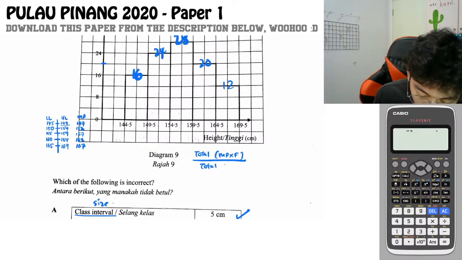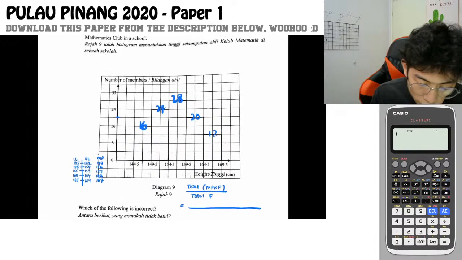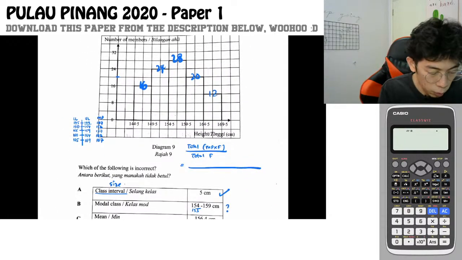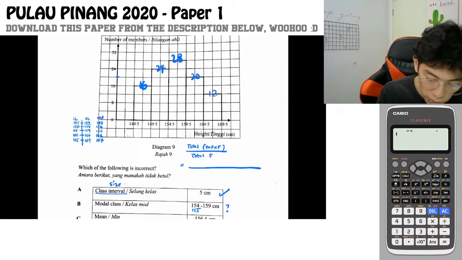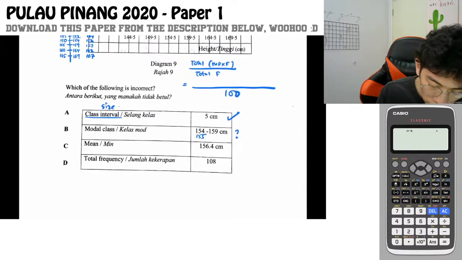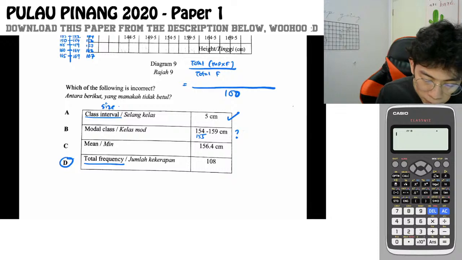So total: midpoint times frequency over total frequency. Total frequency, how much is your total frequency? You add up 16 plus 24 plus 28 plus 20 plus 12. Your answer is 100. Hey, did you see that or not? Can you see they say total frequency 108? So this one is incorrect already, but I have to check the B.